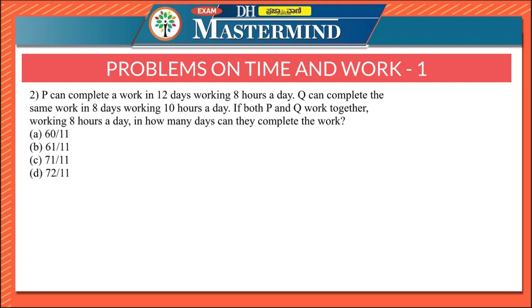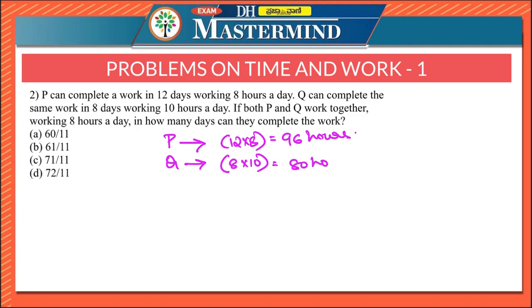First of all, let's find out the total number of hours required by P and Q to complete the work. P works 8 hours a day and he requires 12 days to complete the work. Therefore, P can complete the work in 12 into 8, that is he requires 96 hours to complete the work. Similarly, Q can complete the work in 8 days and he requires 10 hours each day. Therefore, he requires 80 hours to complete the same piece of work.